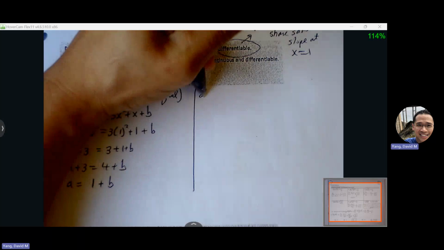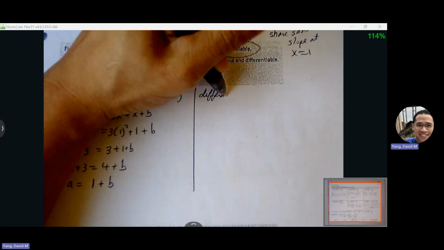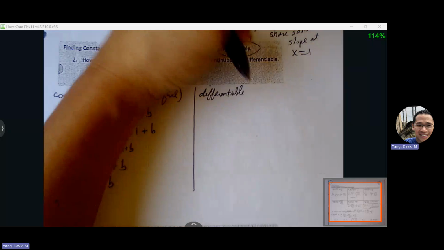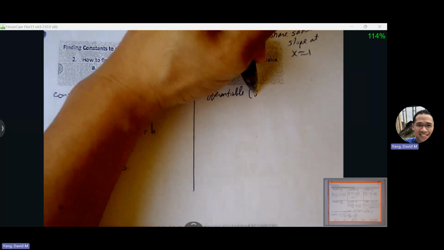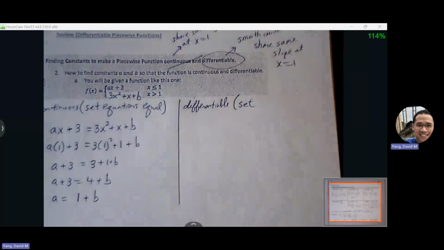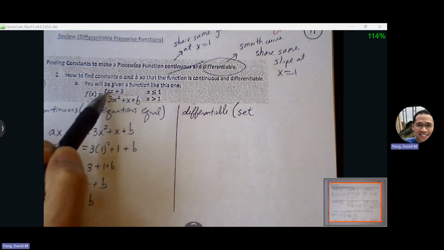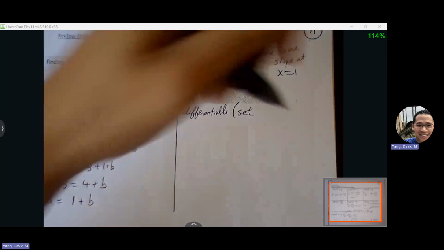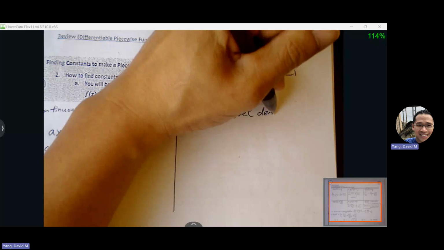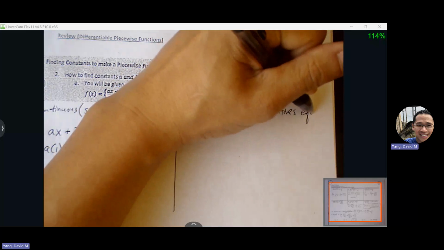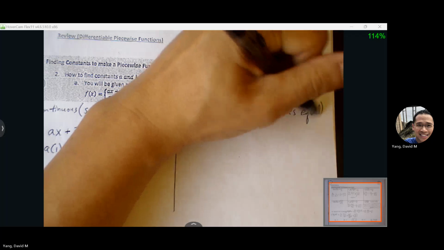So the differentiable portion means that they must share the same slope. So that means we can set, guess what, the slopes equal to each other as well. What's another word for slope? We can set the derivatives. Yeah. So this is where calculus comes in.